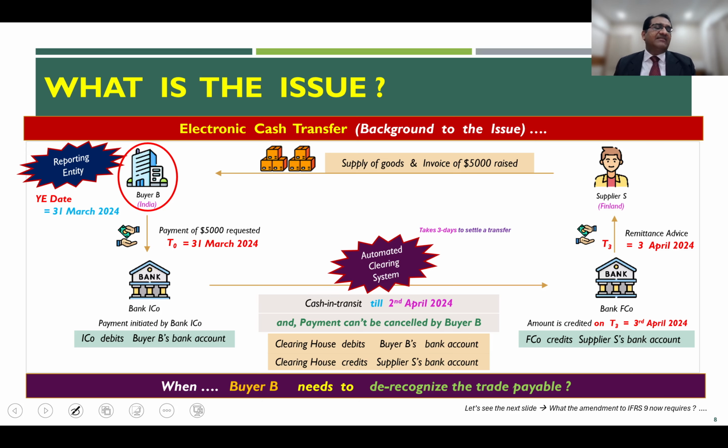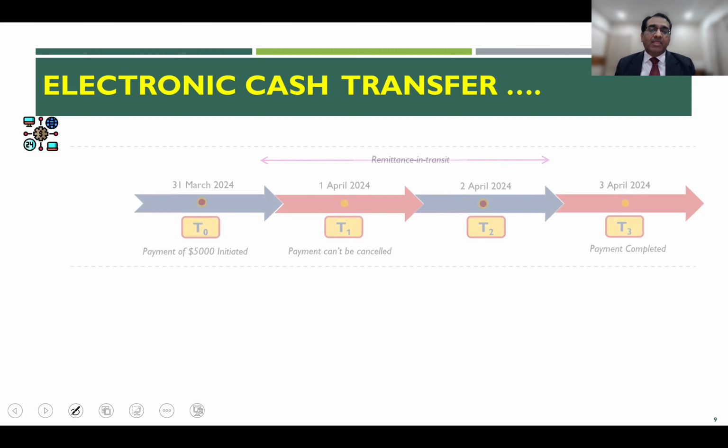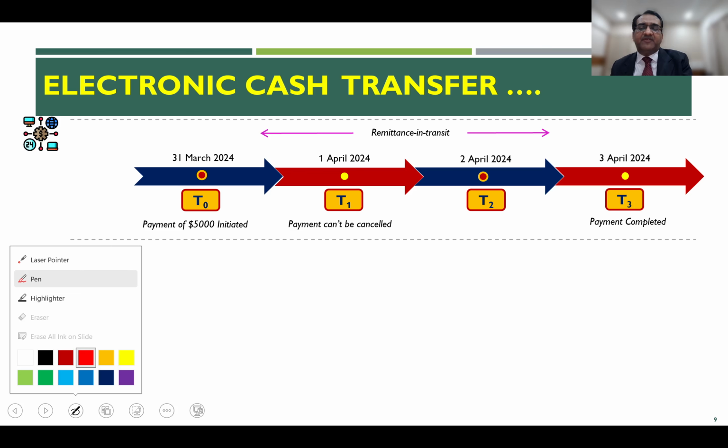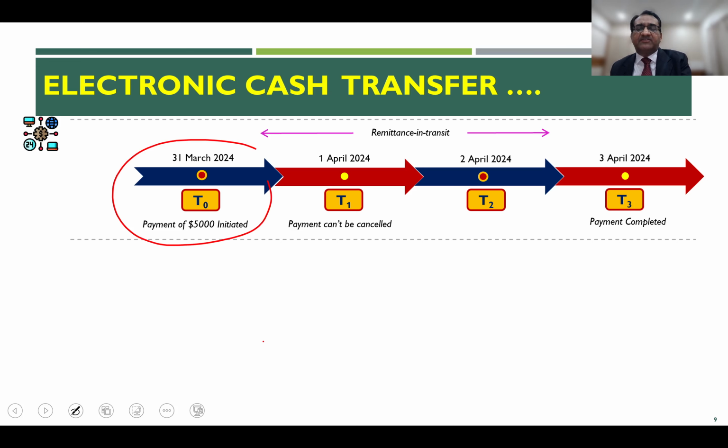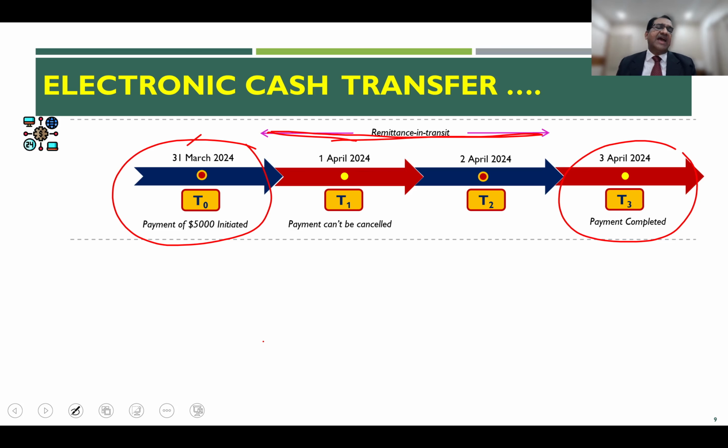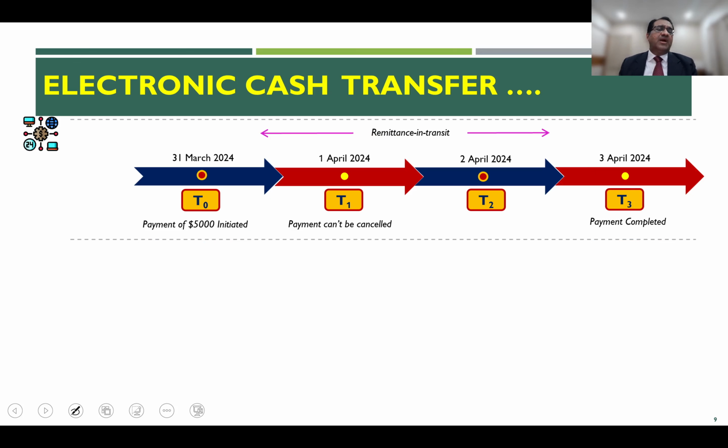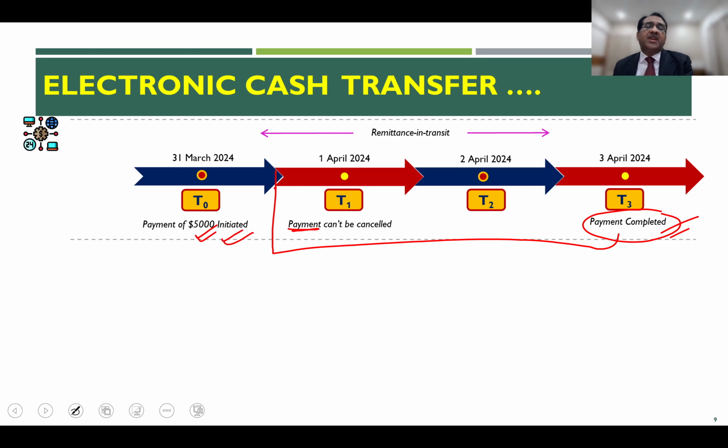Now let us see the next slide, what this amendment to IFRS 9 now requires. I have just put the problem statement of the previous slide in a different pictorial diagram. So on T0, 31st of March, payment was initiated. The payment is actually completed on 3rd of April, and in between the cash is in remittance, in transit. So the actual payment is received by the vendor on 3rd of April. Now, when we are talking about the automated clearing system, assume that the moment this payment is initiated, until the payment gets credited, it is assumed in this case that the payment which has already been initiated cannot be cancelled by the Indian company.